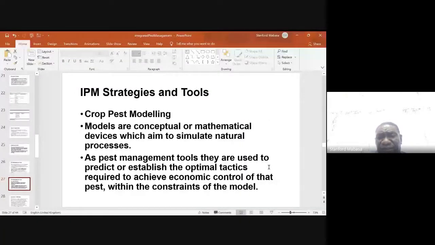There is crop pest modeling. On this one, we'll talk a bit in the other last lectures when we talk about crop yield losses due to pests. So crop pest modeling models are conceptual or mathematical devices which aim to simulate natural processes so that we have an idea of how the pest is damaging the crops. So it's a model which is used to make us understand what the pest is doing so that we can come in with the control measures.